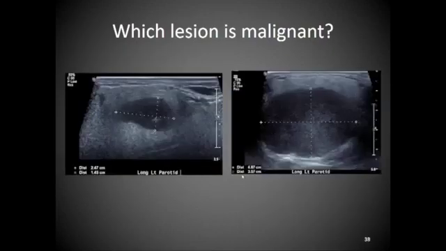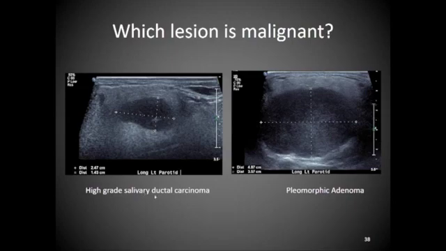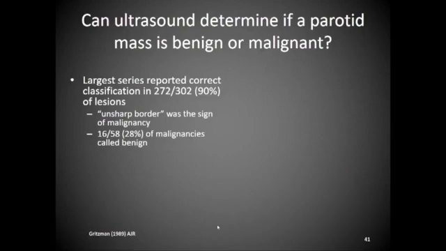Okay, one more. Some fairly circumscribed, well-defined hypoechoic solid lesions. This one may have a touch of calcification. And it's a high-grade salivary ductal carcinoma, a very aggressive tumor that has some similarities with breast cancer. This was a benign pleomorphic adenoma. Okay, so I think you might be able to guess where I stand on this question based on the cases I've shown you.